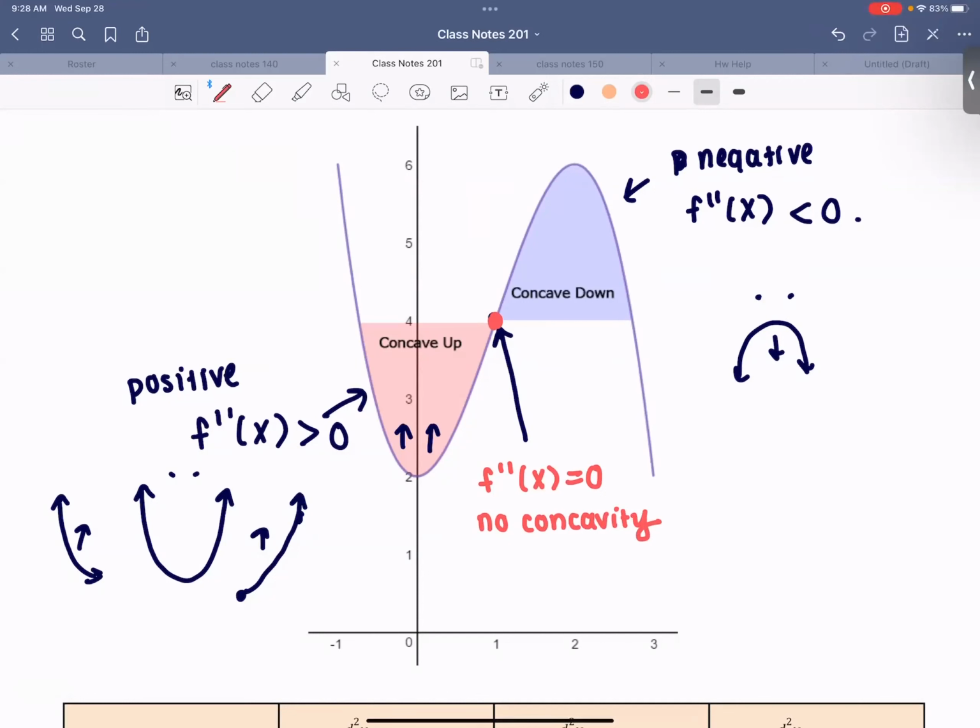So first derivative talks about increasing versus decreasing. Second derivative talks about concavity. So is the graph facing up or is it facing down?